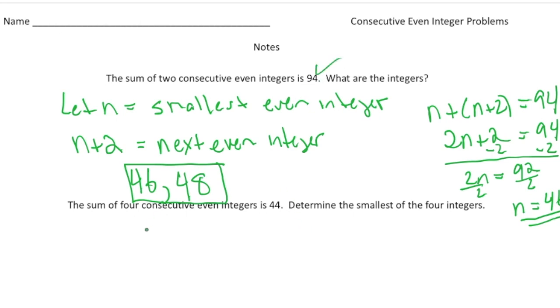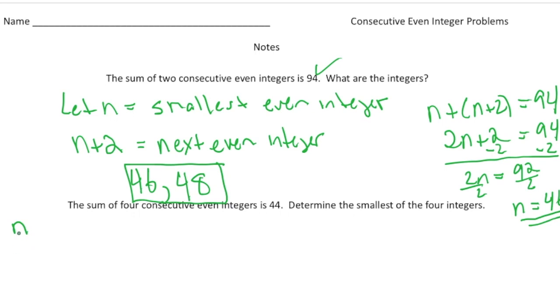All right, let's do one that's a little more advanced, but not much, okay? So the next one says the sum of 4 consecutive even integers is 44. Determine the smallest of the 4 integers. All right, so again, they don't tell us what the first integer is, right? So the first one is going to be n.